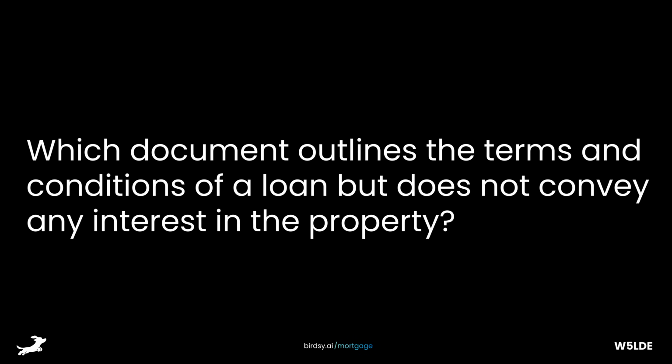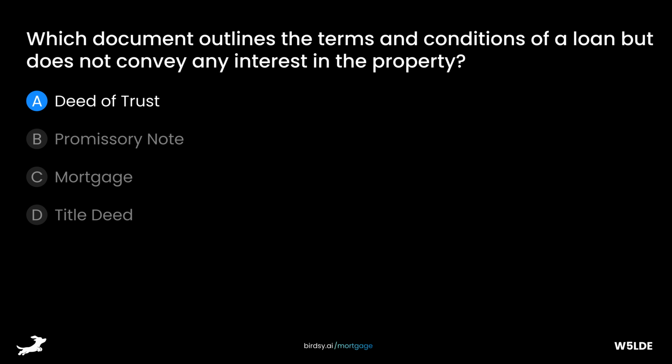Which document outlines the terms and conditions of a loan but does not convey any interest in the property? Is it A. deed of trust? B. promissory note? C. mortgage? Or D. title deed? The answer is B.